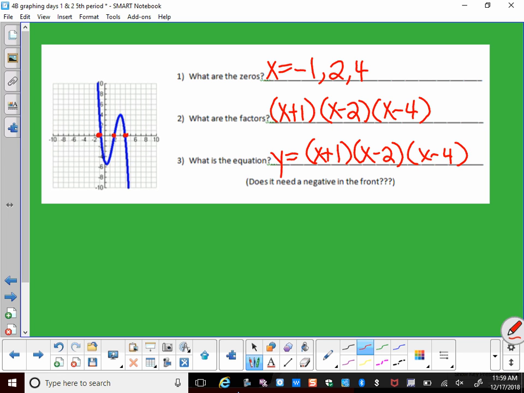Alright, this is the part that is new, because I didn't tell you this last time. When you decide whether it needs a negative or not, you're going to ask yourself, from left to right, am I going up or down? That's right, you're going down, right? We decreased. So that means it should be a negative right there. If it's going down, then it is a negative. Any questions on that one?